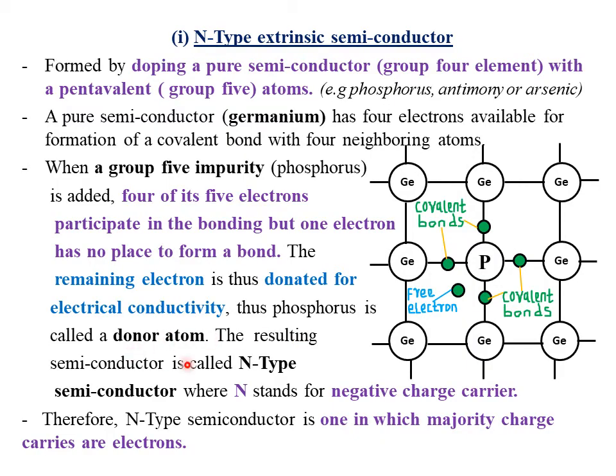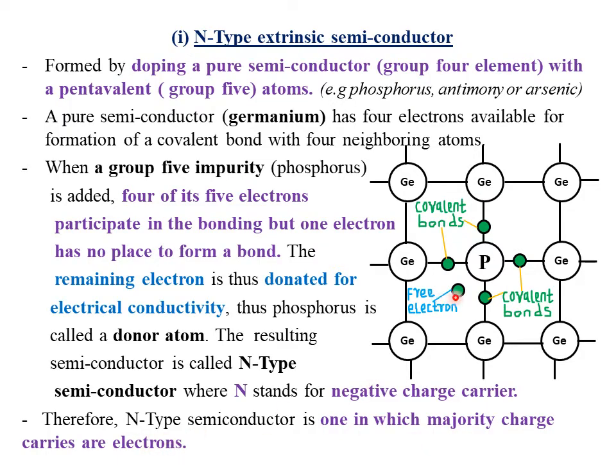Now, the resulting semiconductor is what we call an N-type semiconductor, where N stands for negative charge carrier. Negative charge carrier, because you can see we are having free electrons, and we know that electrons are negatively charged. Therefore, the electrons are the charge carriers. Therefore, we can define an N-type semiconductor, or simply an N-type extrinsic semiconductor, as the one in which the majority charge carriers are simply electrons.